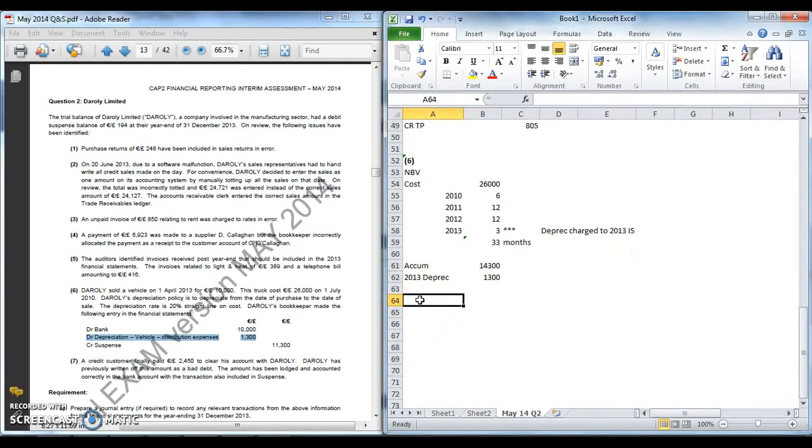So now we figure out, well, what did we sell it for? We sold it for 10,000. So net book value, well, we started off with 26. We know the accumulated depreciation is 14,300, therefore the net book value was 11,700. So you sold it for less than the book value, therefore you're going to have a loss on disposal of 1,700. So again, there is a bit involved, particularly around the disposal of the asset, that you need to make sure you work out all the relevant items first before you start attempting the double entries.